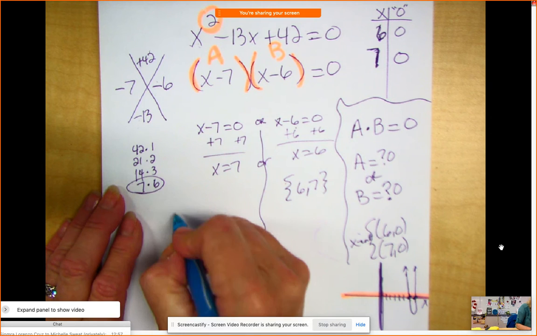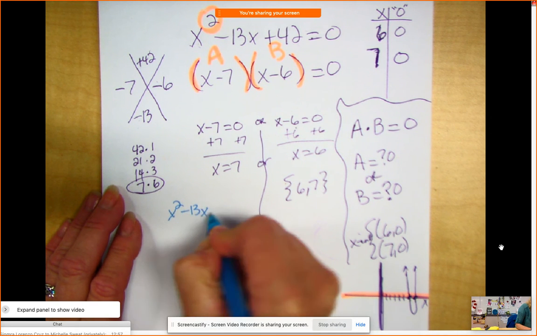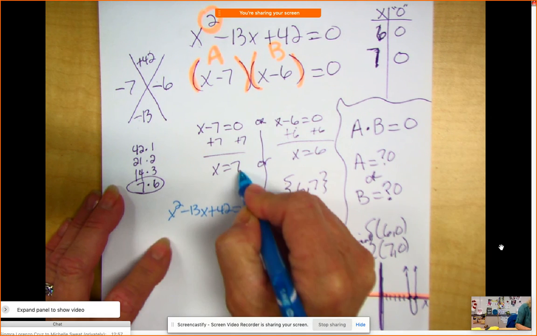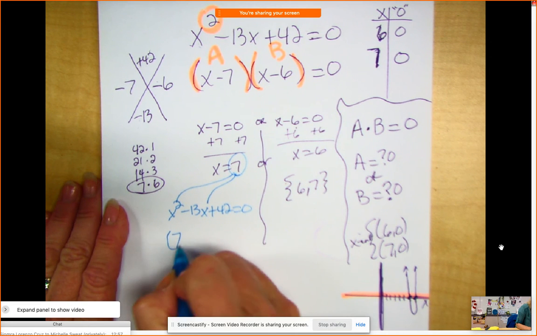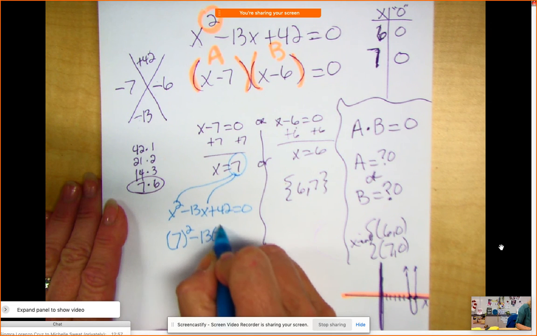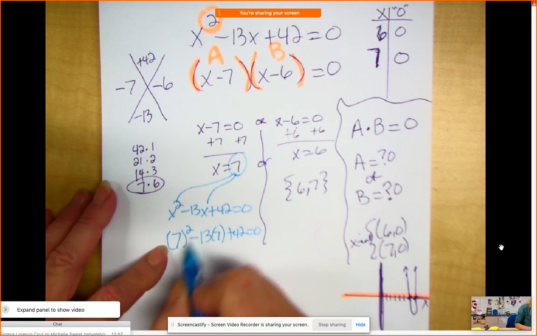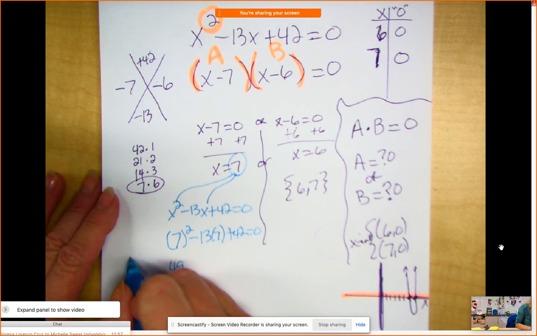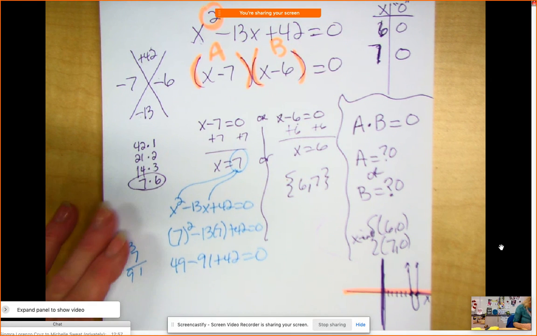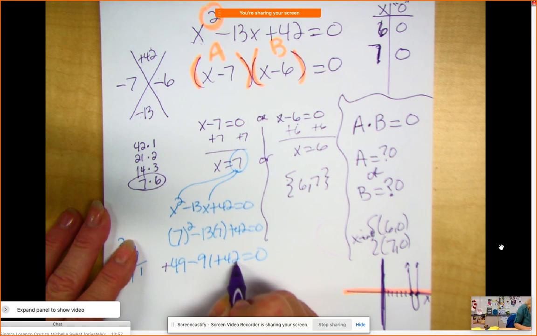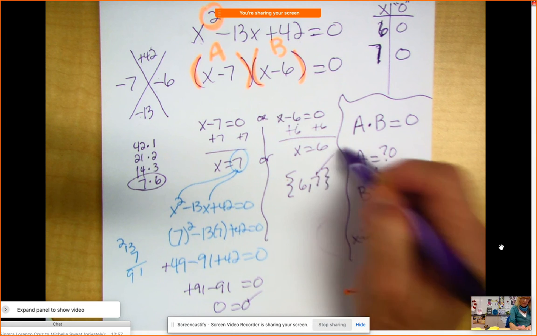But I'm going to go ahead and check my work. So my original problem was x squared minus 13x plus 42 equals 0. I'm going to plug in 7 for x. Everywhere you see x, it's got to go. So 7 squared minus 13 times 7 plus 42 equals 0. 7 squared is 49. 7 times 13, I don't know, I get 91. Plus 42. I'm going to put all my positive numbers in a pile. Positive 49, positive 42 is positive 91. Minus 91. I get 0 equals 0. It checks out, so this is a good answer.